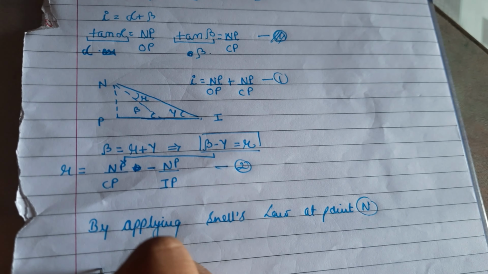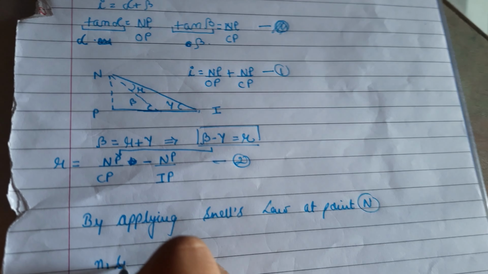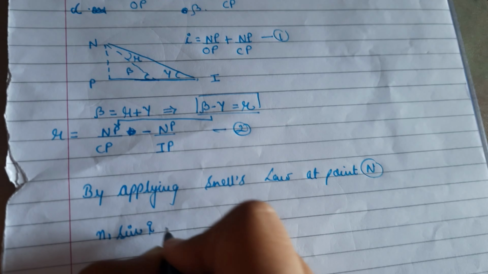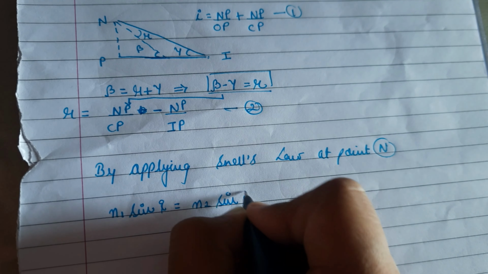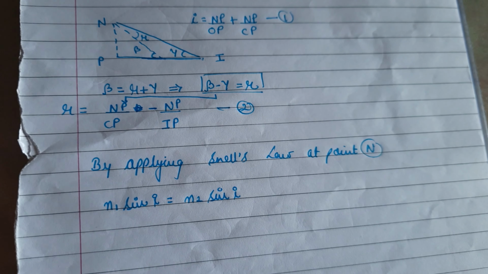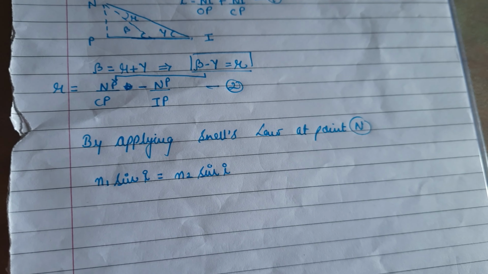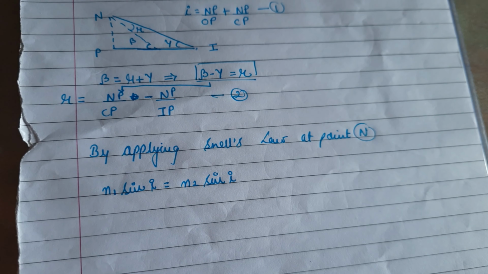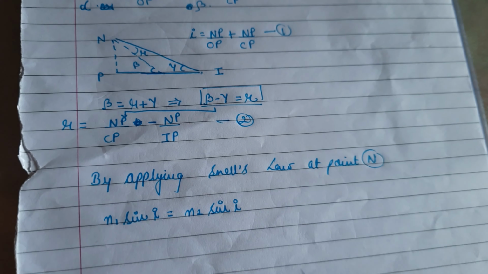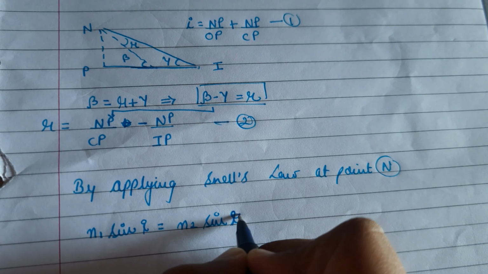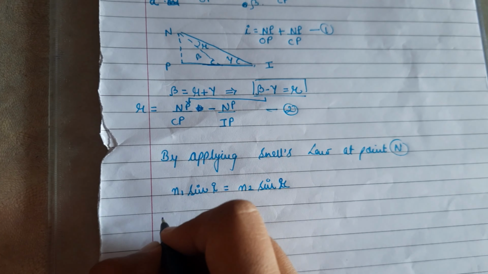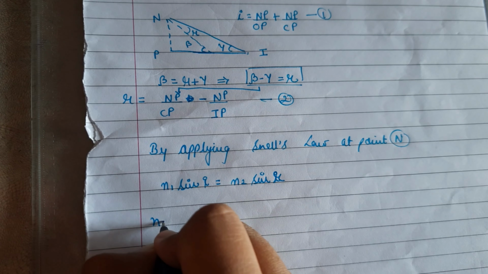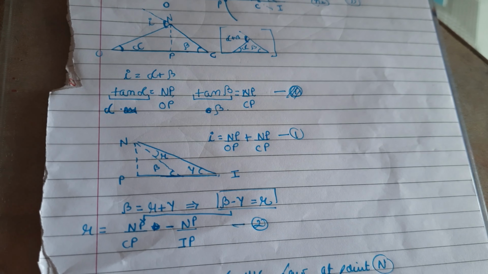Okay, what is Snell's law? n1 sine i equals n2 sine r. Okay, now what is n1 over here? We'll write it as n1 only. And what is sine i?